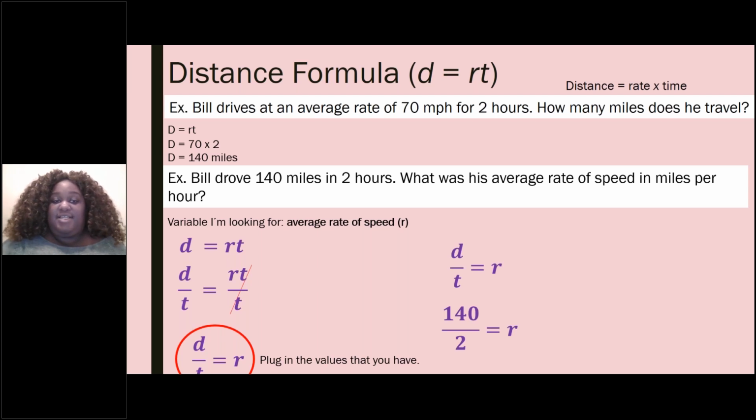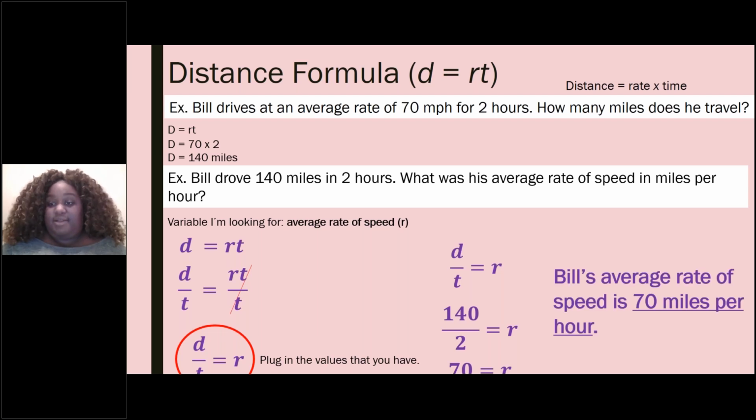So D, our distance they gave us, is 140 miles. The T, the time they gave us, is 2 hours. So 140 divided by 2 equals our R, which is 70. So Bill's average rate of speed is 70 miles per hour.